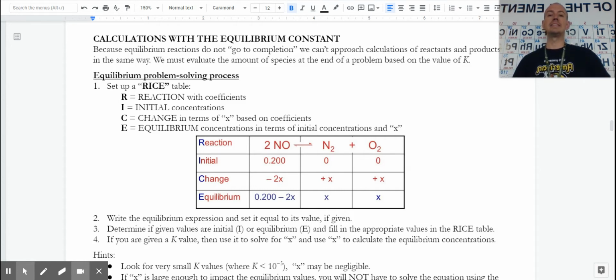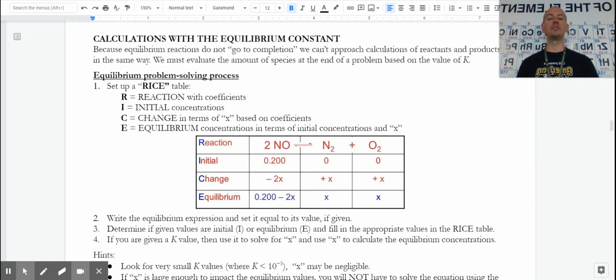The next row is initial, I. That means, what do I know that I started with? Did I start with a certain amount of reactants, a certain amount of product, a certain amount of everything? Or maybe that's the thing that I don't know. C is change. This is where stoichiometry comes in.